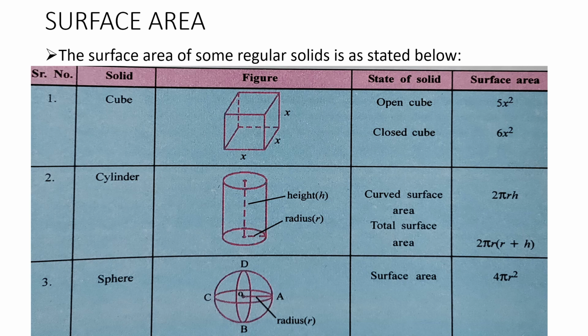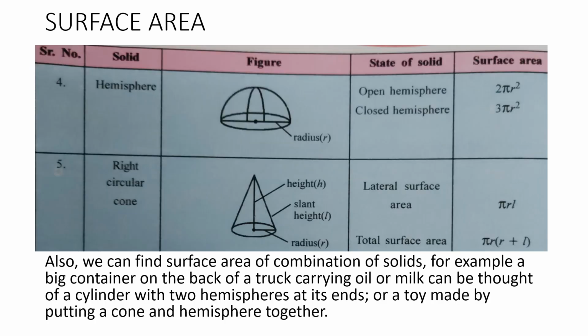The surface area of a sphere is 4 pi r square. We know that the area of a sphere would be 4 pi r square. So the surface area for the hemisphere would be 2 pi r square. But if it is a closed hemisphere, we have in addition the area of the circle. So the closed hemisphere will have surface area 3 pi r square.